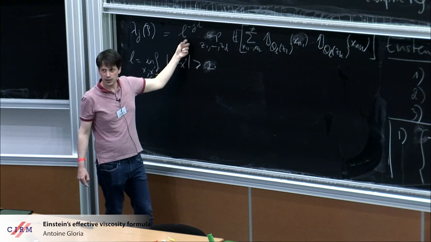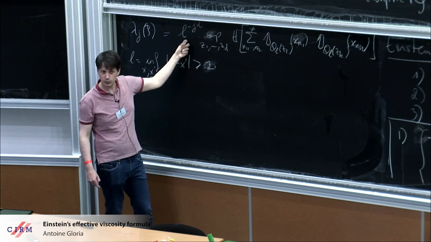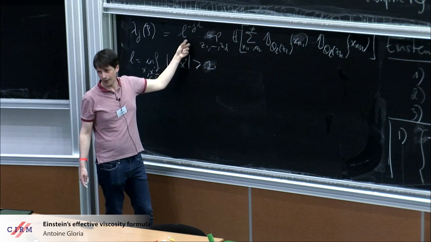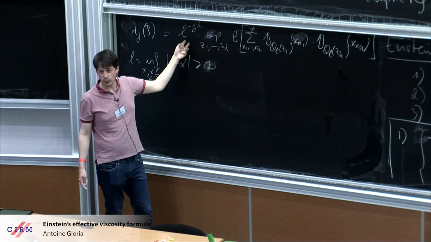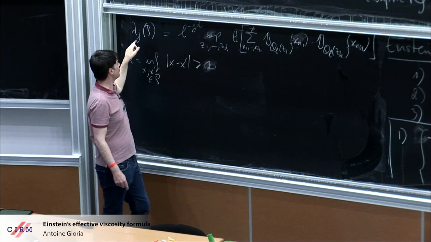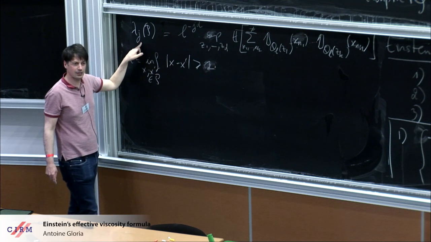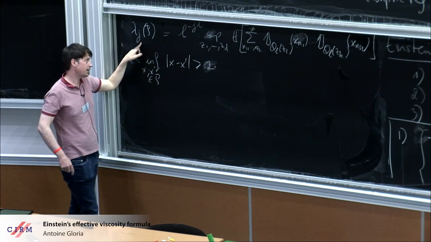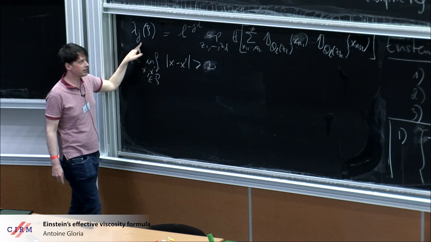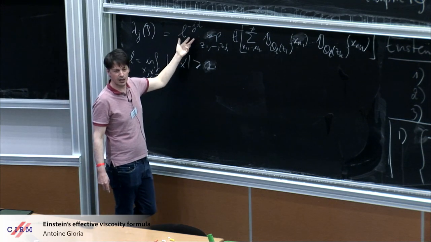So why am I doing that? Because we were kind of struggling to put the periodic setting inside. And that way, it holds for the periodic setting: the j-th density, the intensity of order j of your point process, is like L to the minus jd, as it should.